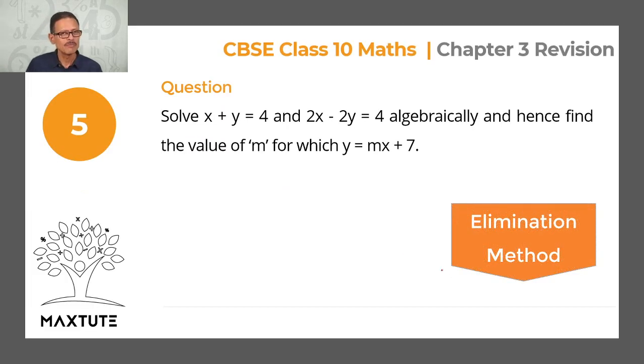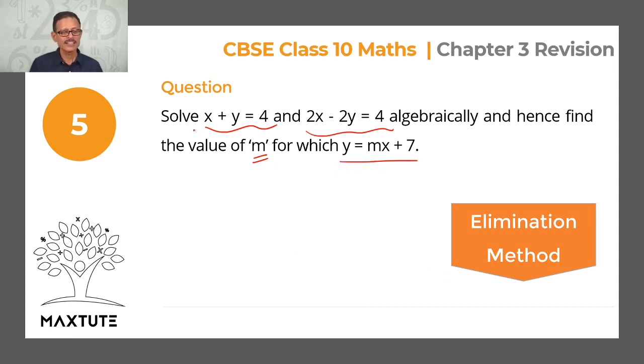It's a number-changed version of a question that appeared in the sample paper 2020. Quickly run through this. x plus y equals 4 is one equation. 2x minus 2y equals 4 is the second equation. So a pair of linear equations in two variables. Solve them algebraically and find the value of m which satisfies the equation y equals mx plus c.